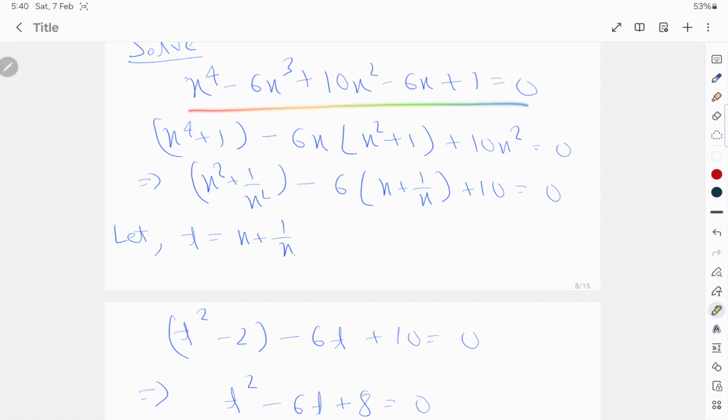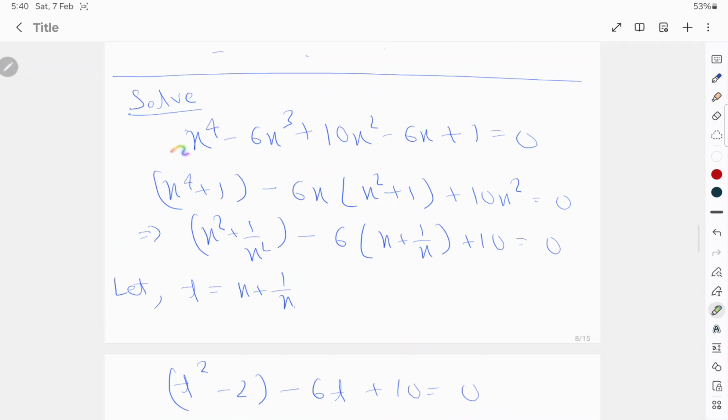You see, they have given this problem, but they have not written that this is reciprocal. You have to identify it. You see the coefficients are like that, right? 1, minus 6, 10, minus 6, 1. So both ways you are getting the same, right? If you go from this way, you get 1, minus 6, 10, minus 6, 1, and if you go from this side, you are getting 1, minus 6, 10, minus 6, 1. So it is the same order, right?